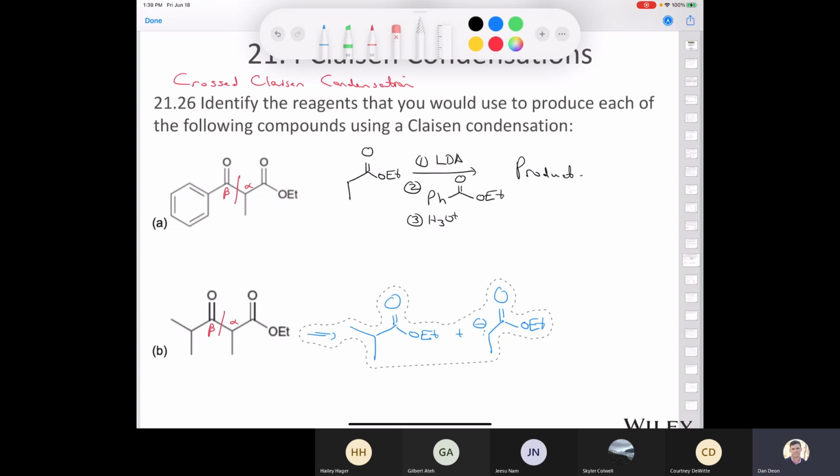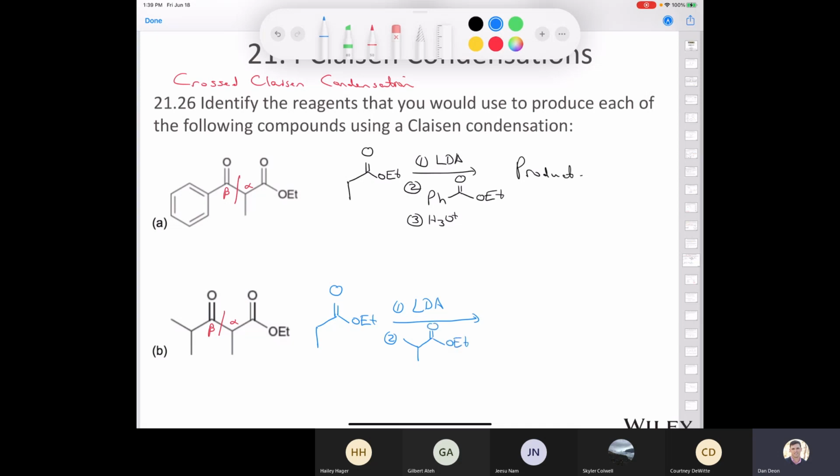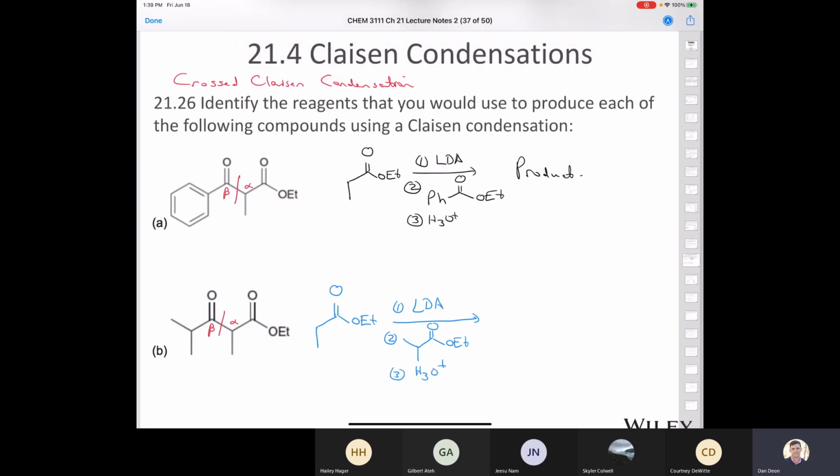So I'm going to delete that, and I'm going to start over and write down what my reaction conditions are going to look like. Let's see. So I'm going to start with this ester, so ethyl propanoate. In the first step, I'm going to treat it with lithium diisopropylamide. In the second step, I'm going to treat it with the necessary ester. So it's going to be this ester here, like that. And then in the last step, we treat it with aqueous acid, and that's going to give us the desired product. And there we go.